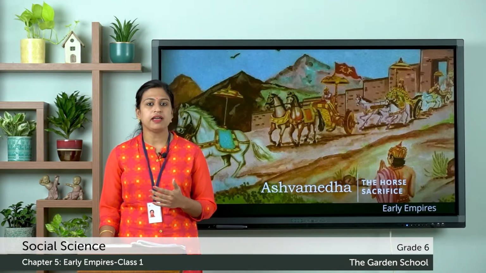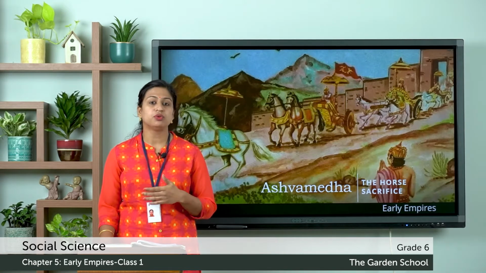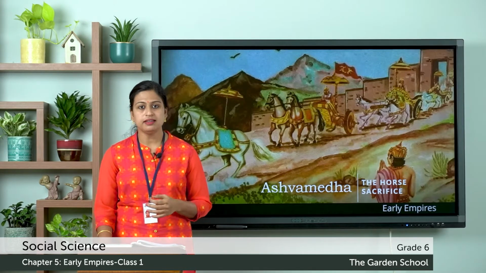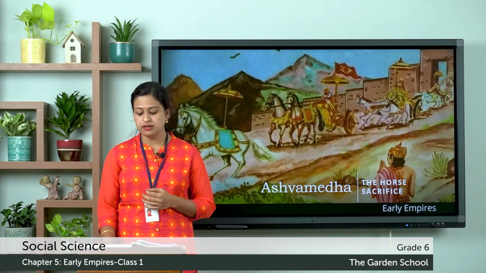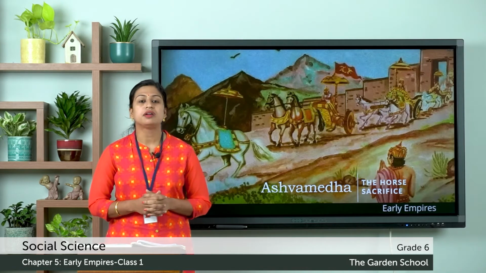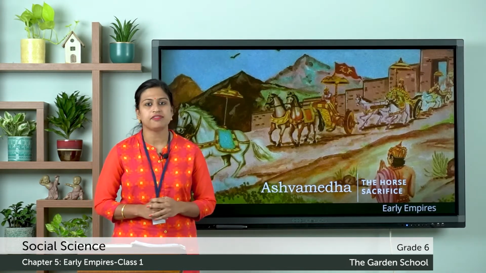So this sacrifice was an occasion for the kings to receive many gifts from other kings who came to see this sacrifice. Here the king's chief queen, or Mahishi, played an important role in this ritual. So this was about the Ashwamedha sacrifice.